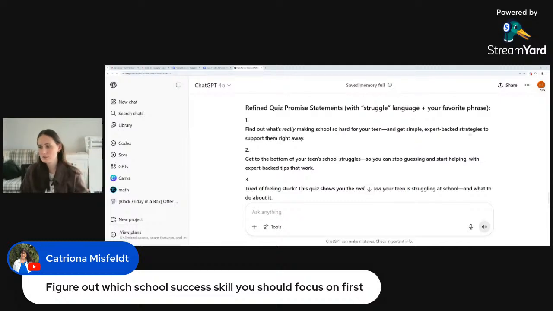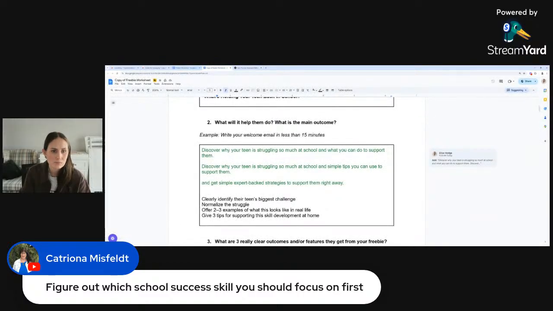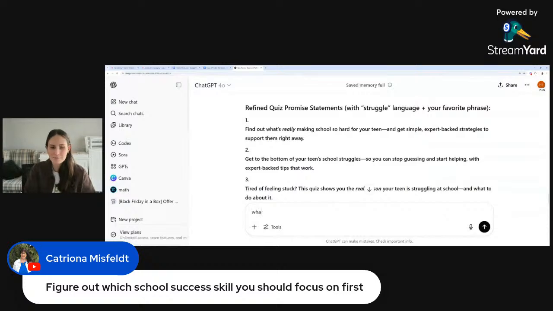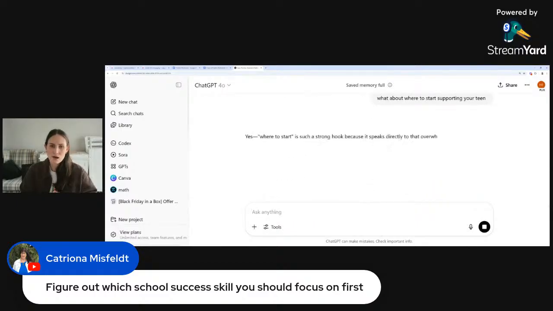Figure out which school success skill you should focus on first. I feel like that would be good in the supporting copy. But yeah, figure out which school success skill you should focus on first. So here we really want the descriptor to actually show where to start supporting your teen. I really like that. I do like that.